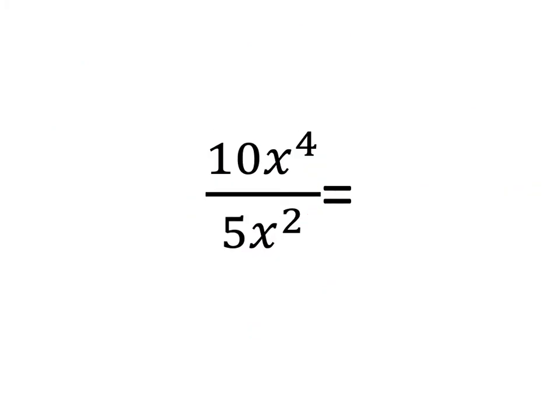Next, we have 10x to the 4th divided by 5x squared. Again, first step always. Go ahead and draw that line. Again, we have a top and a bottom. You want to keep a top and a bottom. It makes it so much easier in the long run.